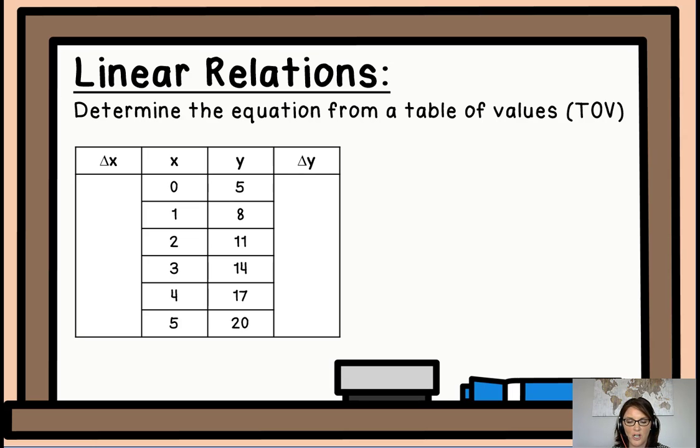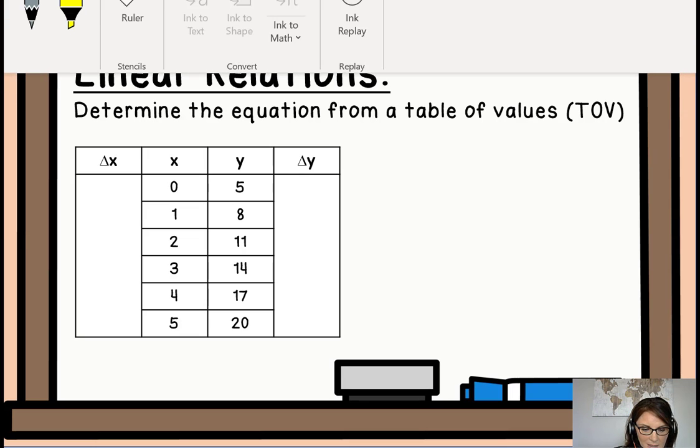Our first question says determine the equation from a table of values. And I'm going to abbreviate that TOV for short. So if you see that acronym, I'm referring to a table of values. Okay, so I have my table here. Down the X column, I have 0, 1, 2, 3, 4, 5. Down the Y column, the values are 5, 8, 11, 14, 17, and 20. So we need to determine the change in the Y values and the change in the X values. So go ahead and let's do that.